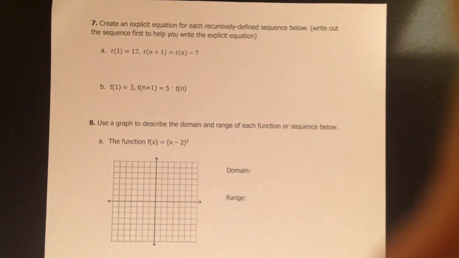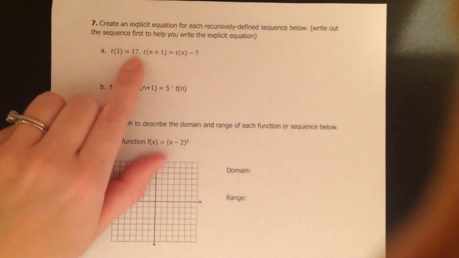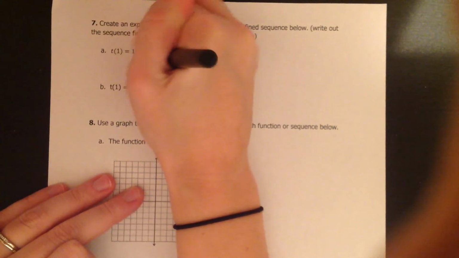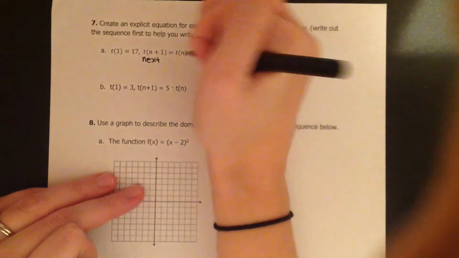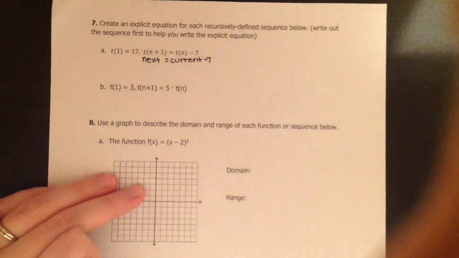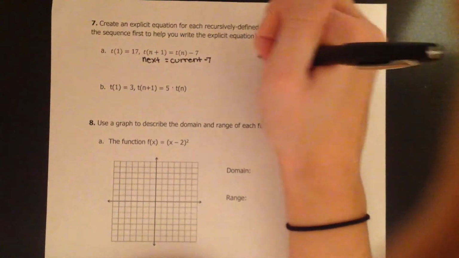So A says t of 1 equals 17, which means the first term is 17. T of n plus 1, so this means the next term, equals t of n, so that's our current term, minus 7.